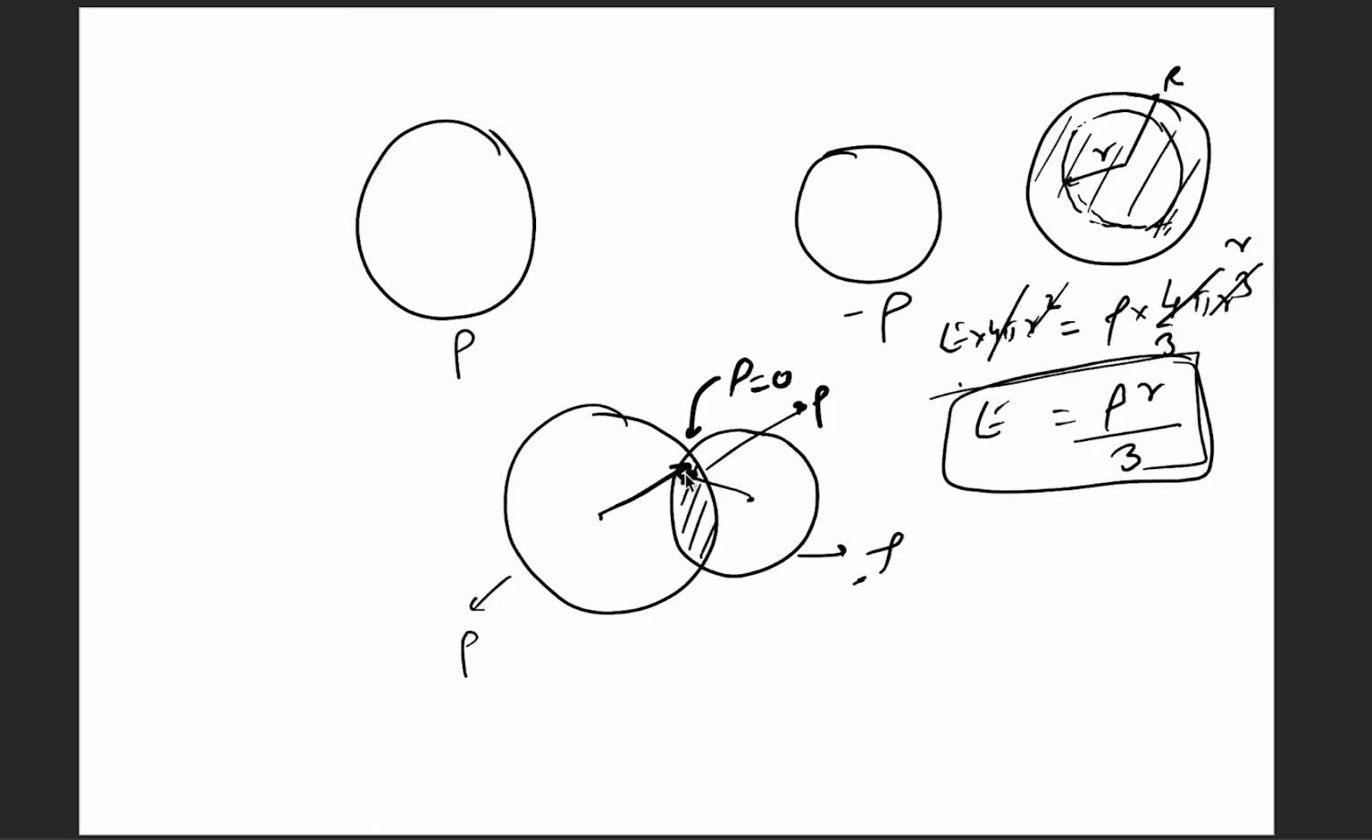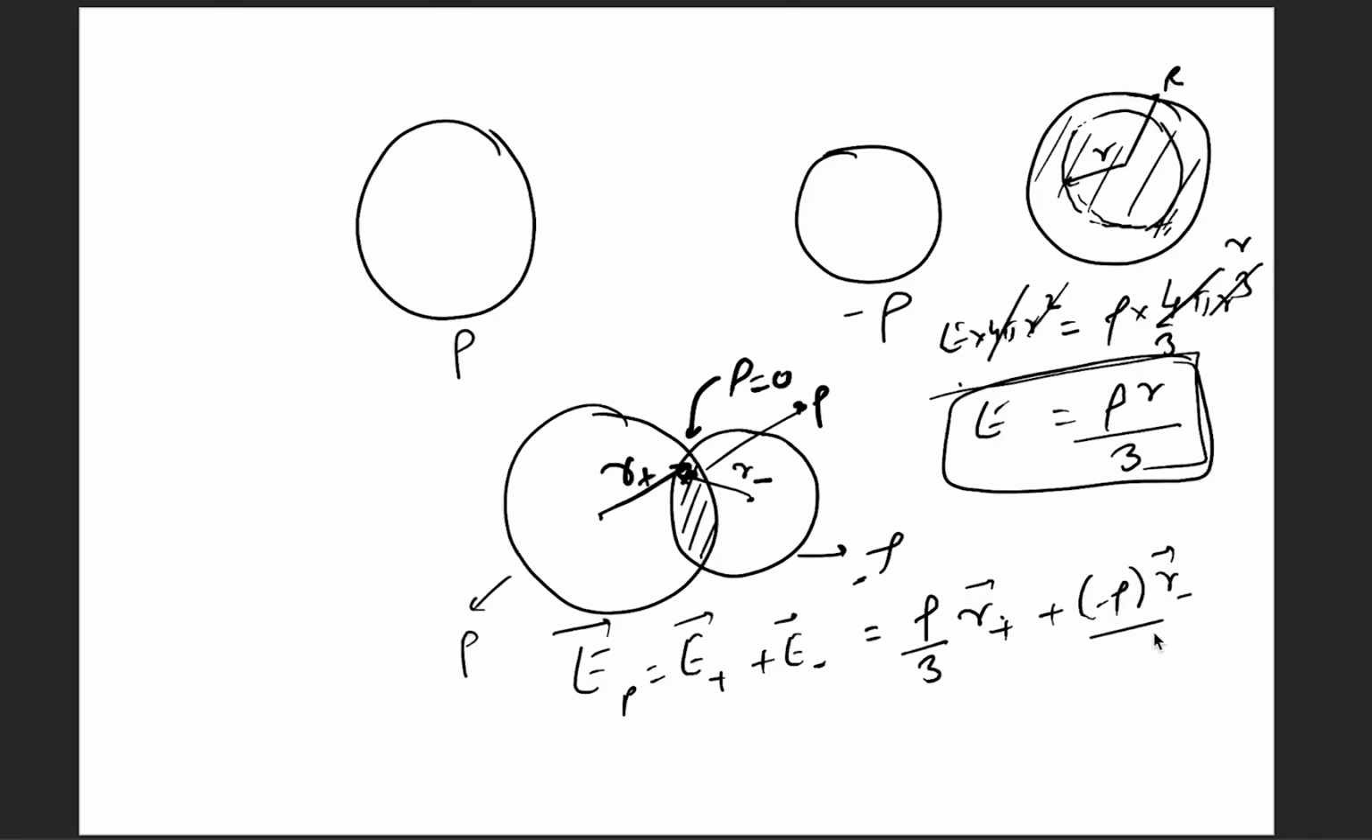So at point P, since it is inside a uniformly charged sphere, I can write the total field at point P as the field due to positive and the field due to negative. It is simply ρ/3 times vector r plus, where this is vector r plus and this is vector r minus, plus (minus ρ r minus)/3. So it is equal to ρ/3 (r plus minus r minus).